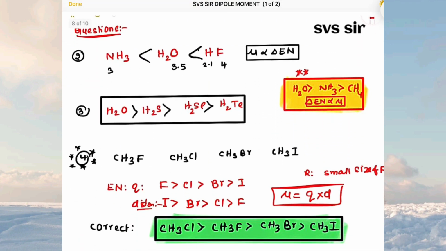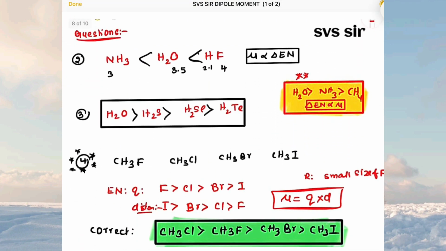Next, questions, if you observe. For example, ammonia, water, HF. Dipole moment is directly proportional to the difference in electronegativity. So therefore, it is highest for HF and least for ammonia. In the case of hydrides of 16th group elements, the difference in electronegativity increases, so the dipole moment also increases.